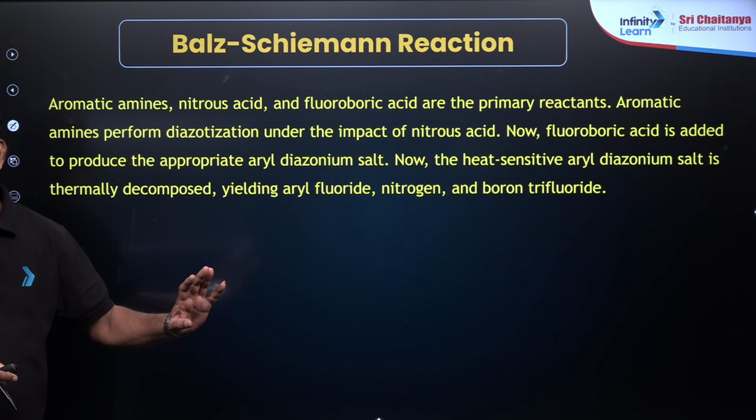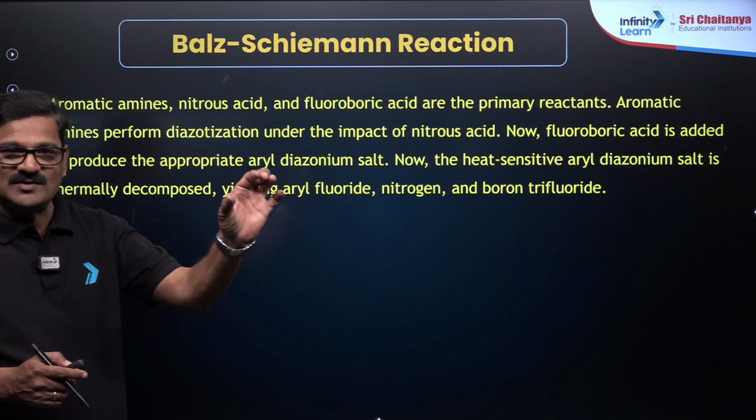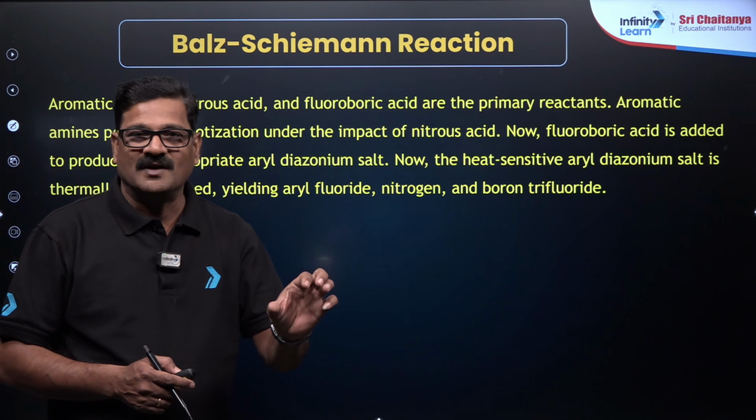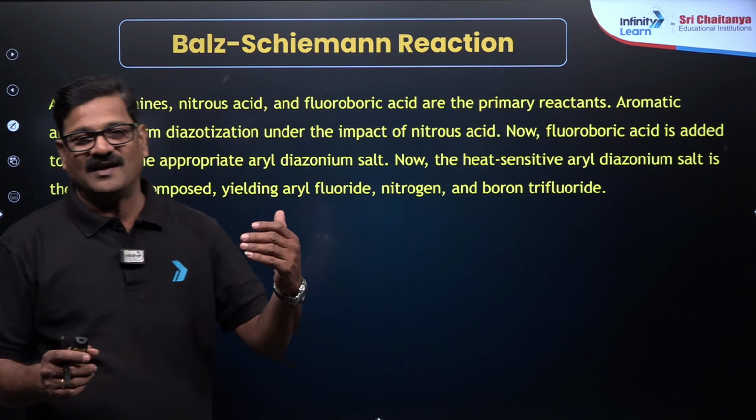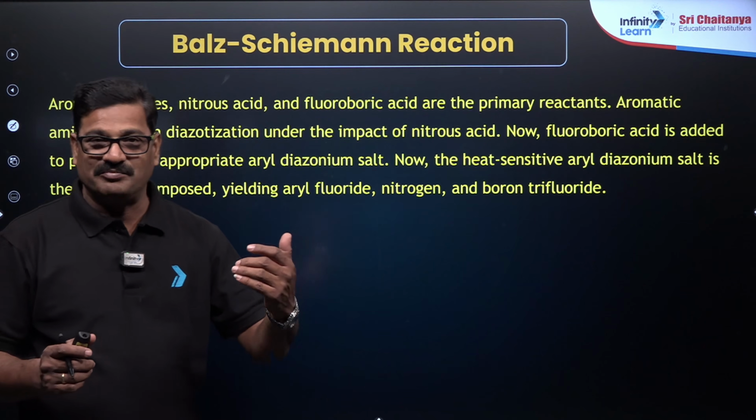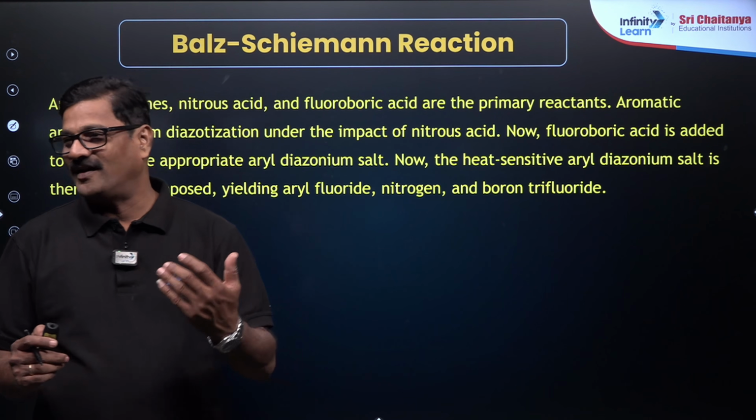Difference between haloalkanes and haloarenes: if the halogen is directly attached to an alkyl group, it is called an alkyl halide. If the halogen is attached directly to the benzene ring, it is called a haloarene.